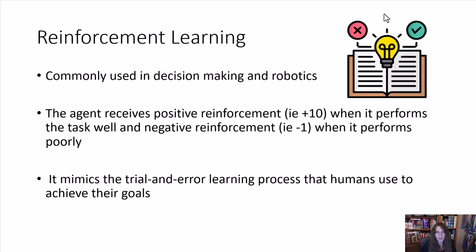And finally, we have reinforcement learning. This is commonly used in decision making and robotics. In this area, the model is referred to as an agent. Okay, so the agent receives positive reinforcement when it performs a task well, negative reinforcement when it performs poorly. And by positive and negative reinforcement, we mean some kind of numeric value. Again, this is all part of the coding that goes into this, so these numbers are meaningful to the application, not necessarily to you or me. It enables the agent to mimic trial and error learning process that humans use to achieve their goals.